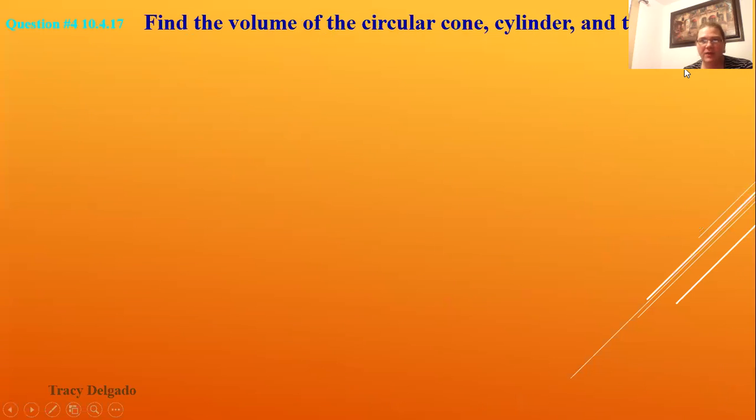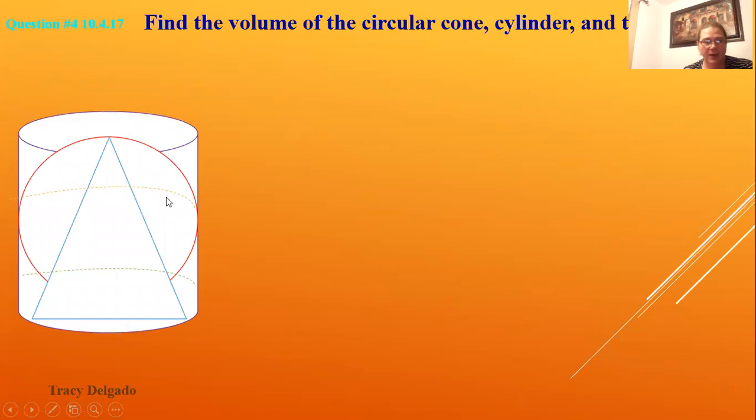In our next question, we're going to find the volume of the circular cone, cylinder, and the sphere. And here's our cylinder, sphere, and our circular cone. For our cone, the volume equals 1/3 times pi r squared times 2r. We're given 2r on this one, which equals 2/3 pi r cubed. Our sphere's volume equals 4/3 pi r cubed. Our cylinder's volume equals 2 pi r cubed.